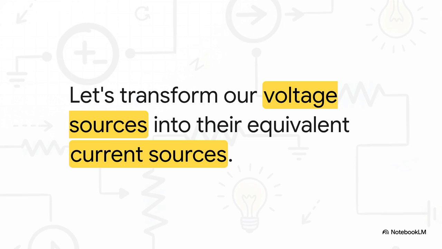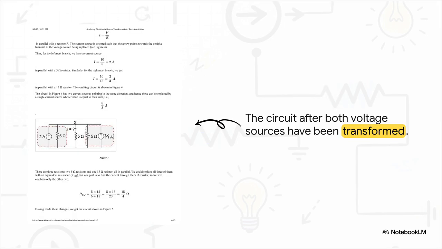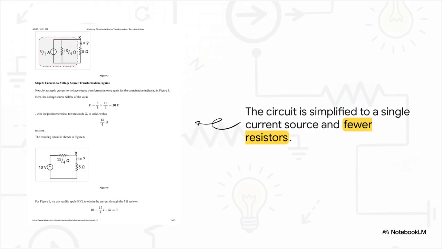Let's turn both of them into their current source equivalents. So we apply Ohm's law to both branches, and our two voltage sources become two parallel current sources. The 10-volt source on the left turns into a 2 amp source. Over on the right, the other 10-volt source becomes a 2/3 amp source. And now, look what just happened. Everything is in parallel. And because everything is now in parallel, we can start combining things.